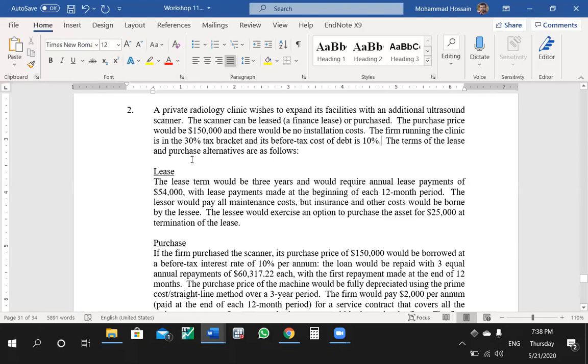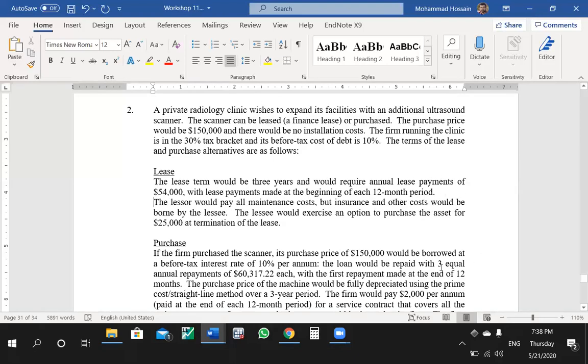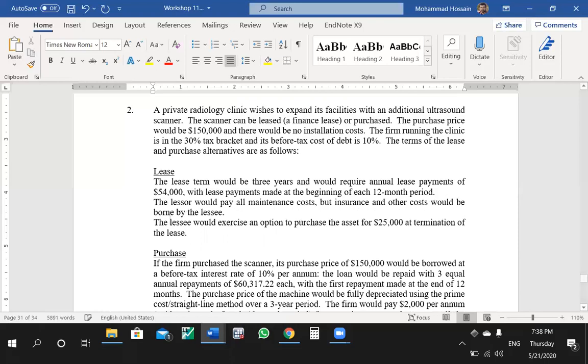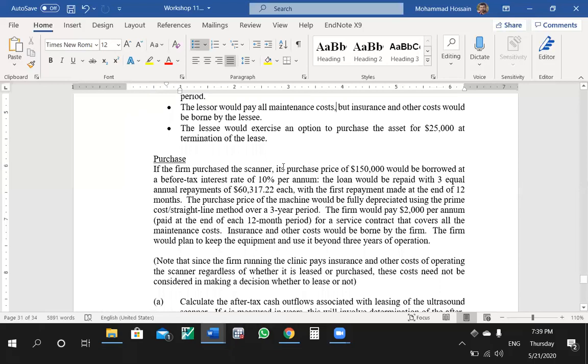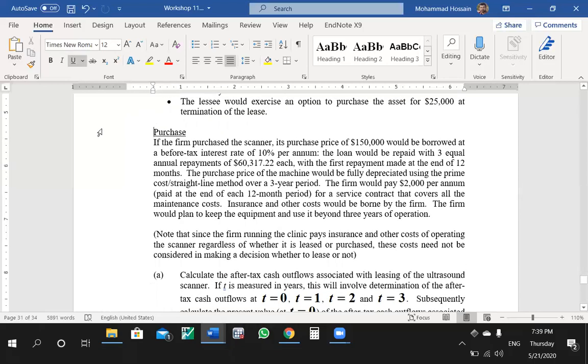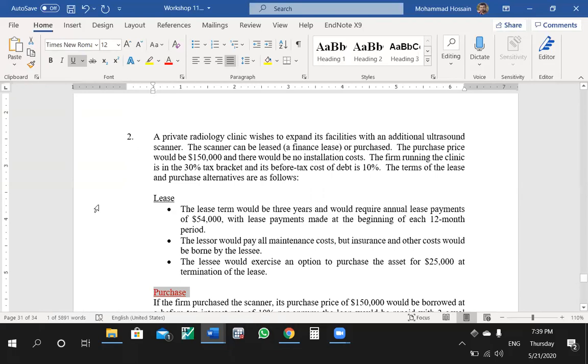If they go for leasing, the lease term would be 3 years and would require annual lease payments of $54,000, with the lease payment made at the beginning of the year. The lessor would pay all maintenance costs, but insurance and other costs would be borne by the lessee. They have these three conditions, and the lessee will have the opportunity to purchase the item at $25,000 after this. This is under lease.